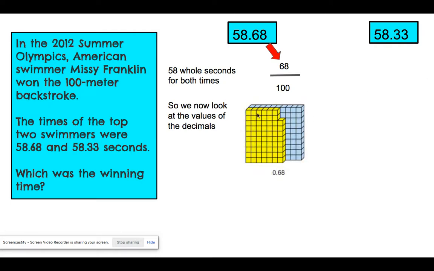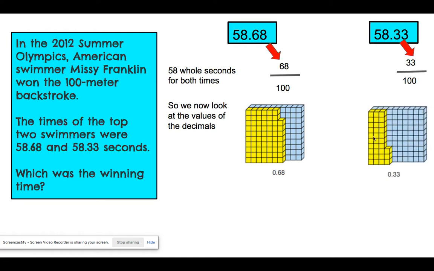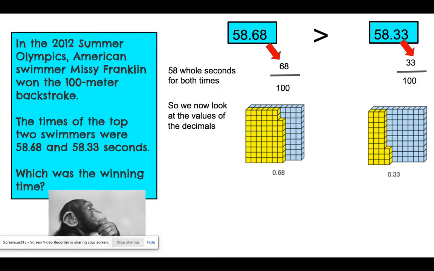Visually, it looks like this. So it's 6 longs, 8 cubes for 68 hundredths, or 68 total cubes out of 100. Over here, we have 33 out of 100, which again visually looks like this. 3 longs and 3 cubes, right? 33 hundredths. So now we can compare these two fractions.